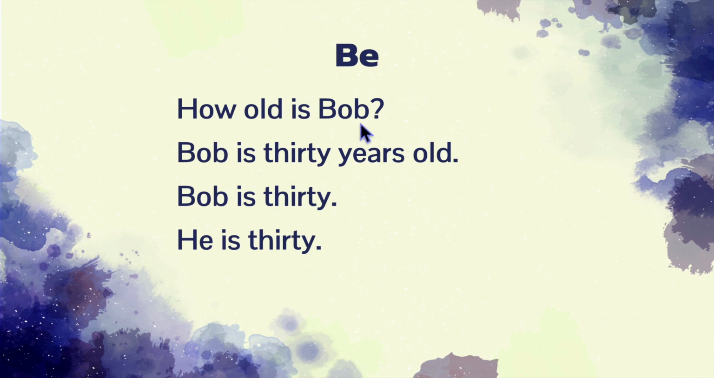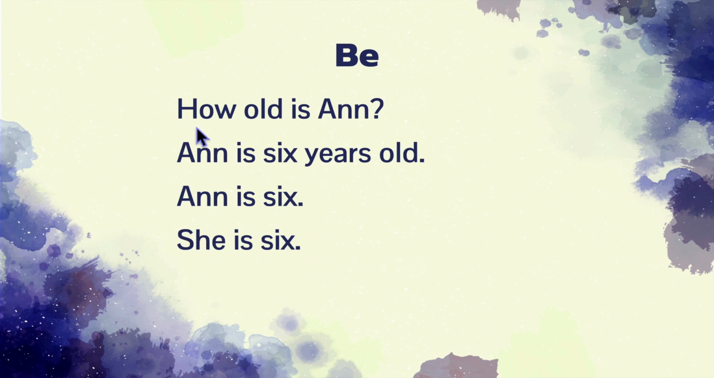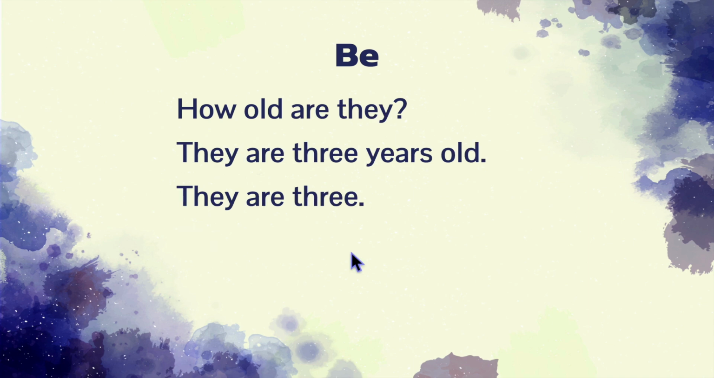How old is Bob? Bob is 30 years old. Bob is 30. He is 30. How old is Anne? Anne is 6 years old. Anne is 6. She is 6.